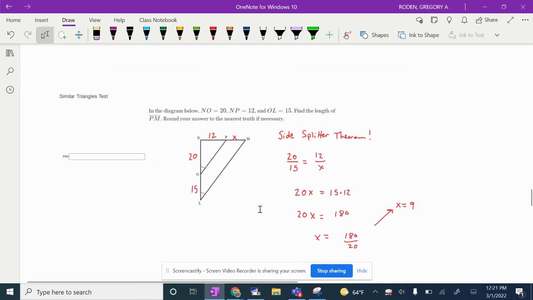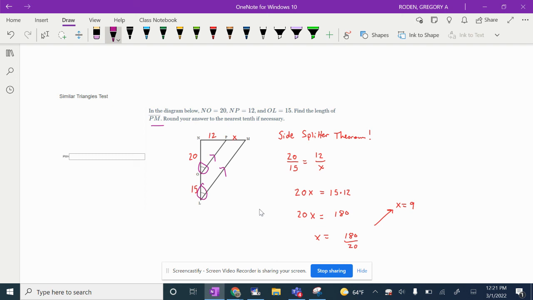All right, this one right here, I just went through and put what NO is equal to 20, NP is equal to 15, OL is equal to 15, NP is equal to 12, and I want to find PM. Now, what I'm noticing is I can use the side splitter theorem because I know these lines are parallel. And why do I know those two lines are parallel? Because the corresponding angles are congruent.